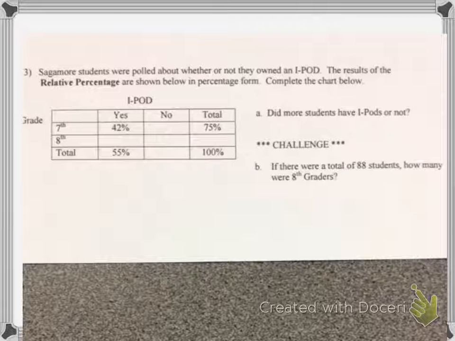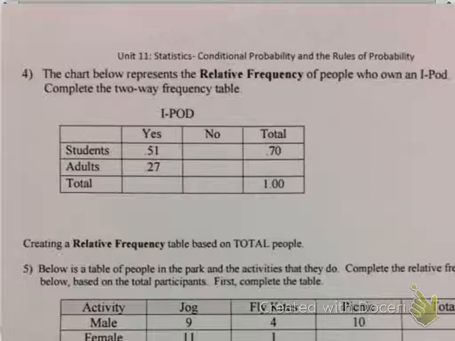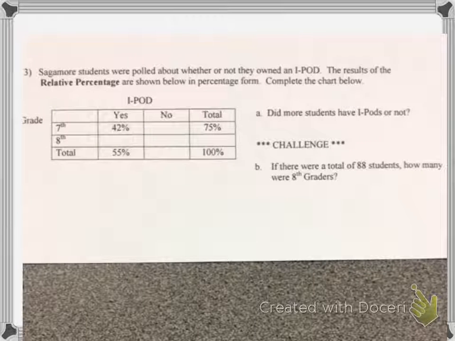This next one says students were polled about whether or not they owned an iPod. The results are shown below with percentages. Complete the chart below and then decide whether the students had more iPods or not. So looking here again, 42% plus what percent equals 75%? Well, that percent would have to be 33%. And then we know that these two add together to be 100, so we know that this has to be 25%.